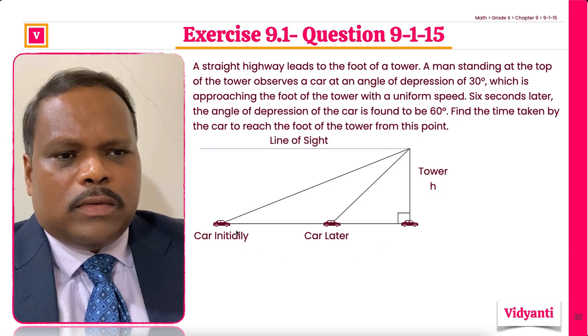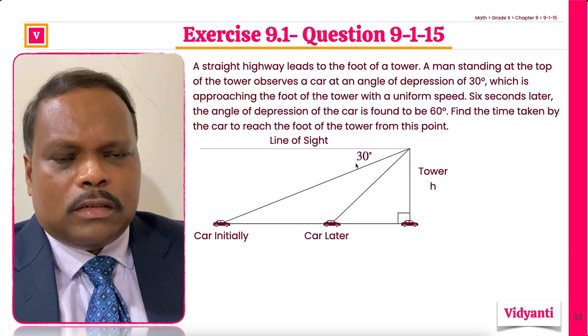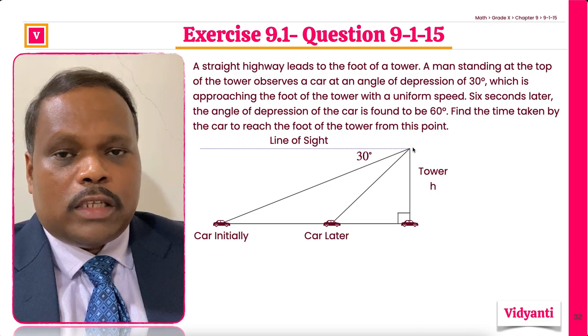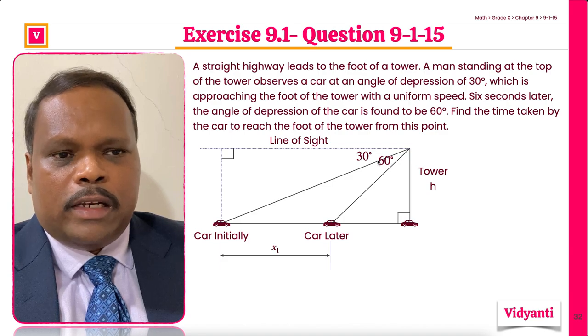Now this is given as the line of sight. So originally the angle of depression, which is lowering the eyesight, remember he is at the higher elevation, so he has to lower his eyesight level. So this is 30 degrees and this is 60 degrees. So let's complete the rectangle.